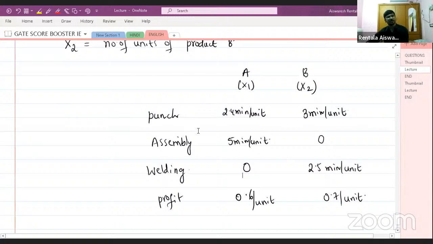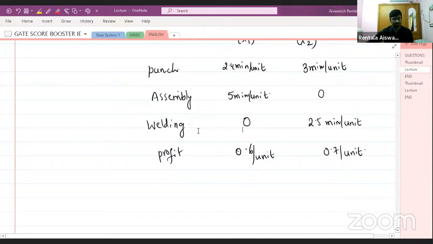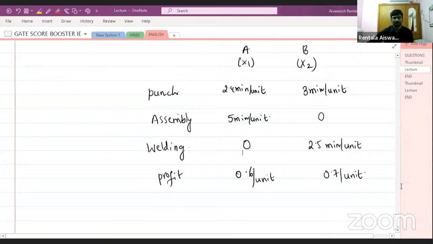Is it okay? Up to this, have you understood the data, whatever I have written? This will be the simplest way. If you start directly writing the objective function and constraints from the given data, you will get some confusion. If you write it in the form of a table like this, then it will be a simpler way of approaching this particular question.